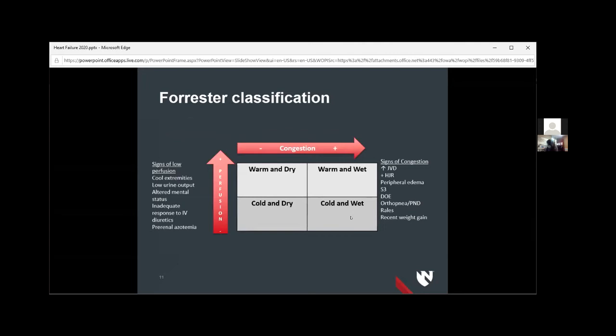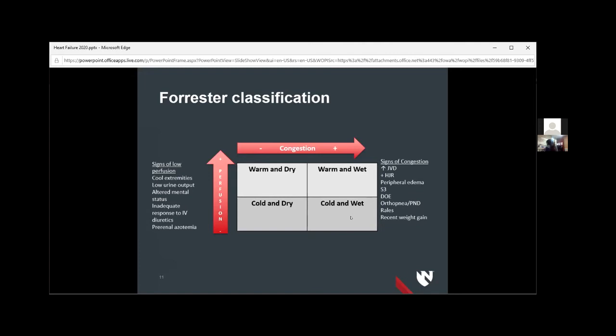I like to use this as a simple way to look at your patients when you're talking about them in the hospital. This is the Forrester classification, and it helps us look at perfusion and congestion. Perfusion is basically your blood pressure. Do you have warm extremities? Do you have a normal blood pressure? Or are you altered? Do you have an altered mental status? Do you have decreased urine output? Are your extremities cool? And then we look at congestion. Do you have JVD? Do you have hepatojugular reflex? Do you have rales? Do you have ascites or anasarca?